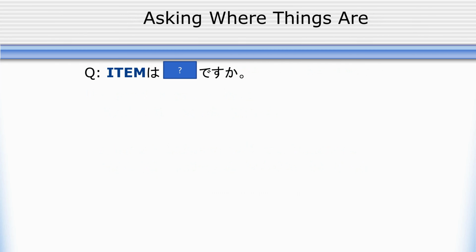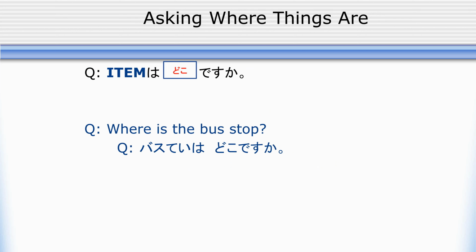How about if we want to ask where things are? This is something that is already familiar to us. Just like we have studied before from way back in chapter 2, item wa doko desu ka? All we have to do is ask, どこですか? So I can ask, where is the bus stop? In Japanese, バス停はどこですか?